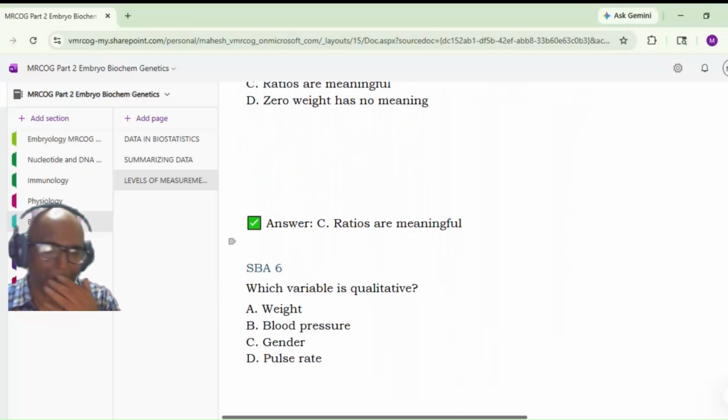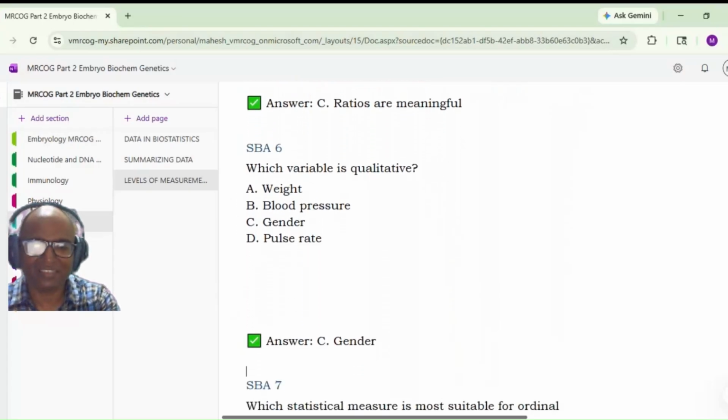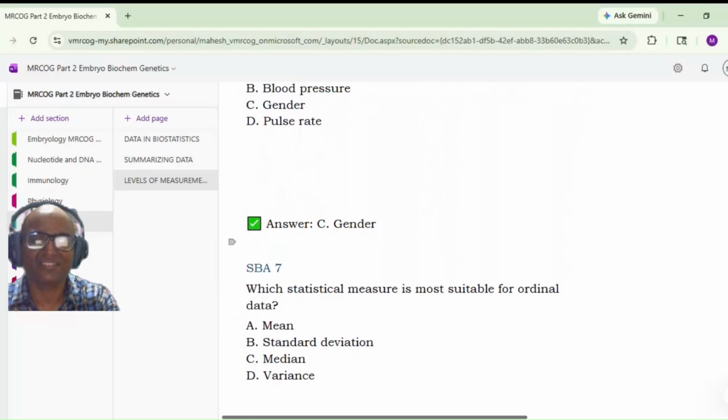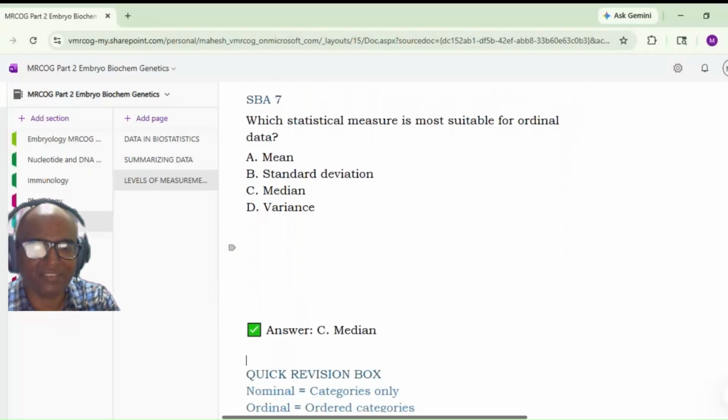Question number 6. Which variable is qualitative? A. Weight, B. Blood pressure, C. Gender, and D. Pulse rate. Blood pressure is again a continuous type of variable. Sir, here it is gender. Gender, correct. Next. Question number 7. Which statistical measure is most suitable for ordinal data? A. Mean, B. Standard deviation, C. Median, D. Variance. So median. Correct. Here we are going to use the median.